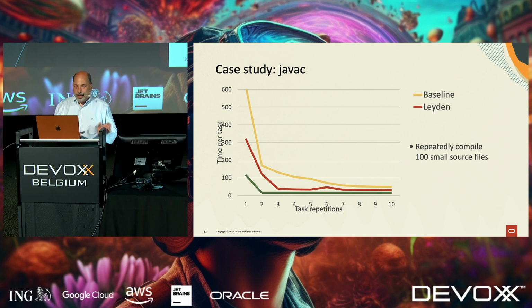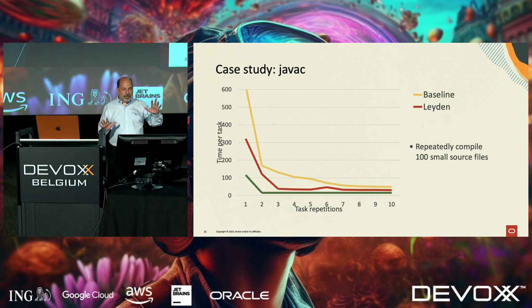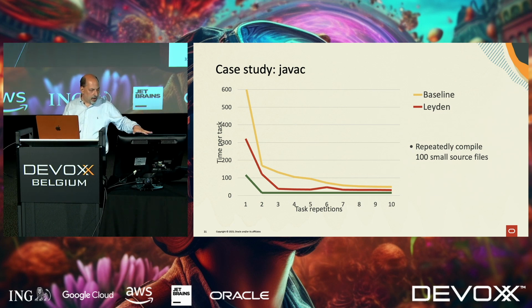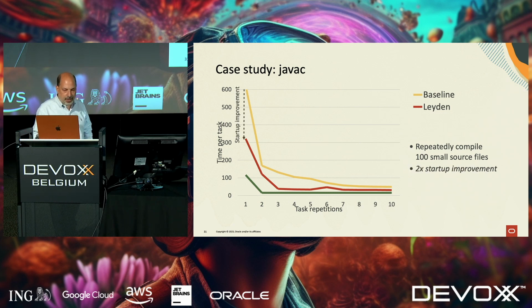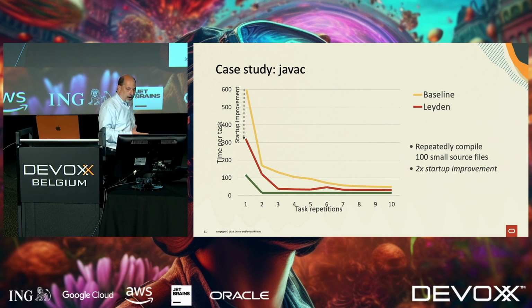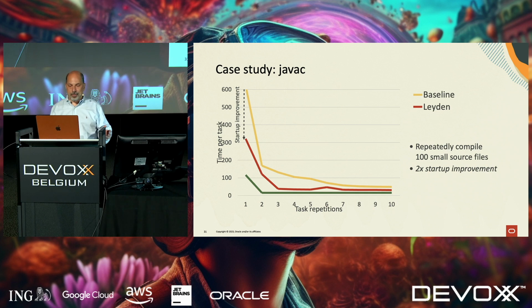So, some numbers. We have the same ideal green curve, which is made up, and we have the yellow curve, which is an observation of really running a program without any of these tricks. And then we're going to add in this red curve, which is an observation of running the program with all these tricks that I just described. For running javac to compile 100 class files, we're able to see roughly 2x startup improvement and a pretty reasonable warm-up improvement.